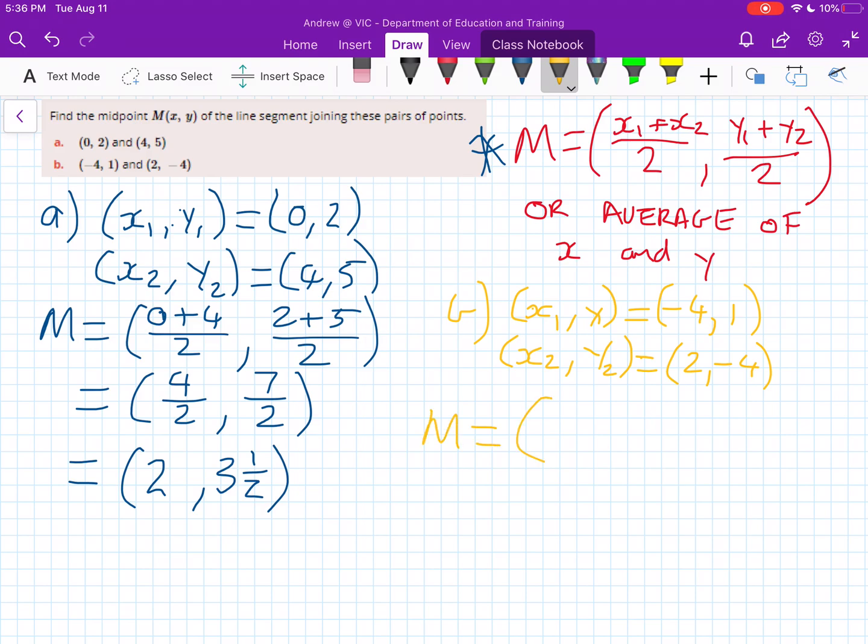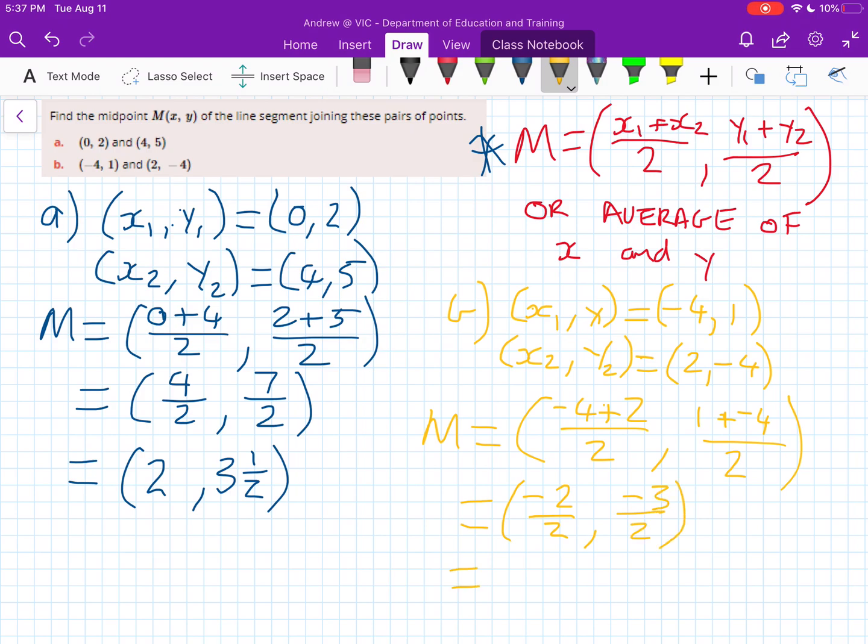So our midpoint, x1 plus x2, x1's negative 4, x2 is 2, and then we've got our y1, which is 1, plus negative 4, over 2. Okay, so negative 4 plus 2, that's negative 2 over 2. Make sure you do your addition and subtraction of negative numbers right. And then we've got 1 plus negative 4. When you're plussing a negative, it makes a minus, so 1 minus 4 is negative 3 over 2.